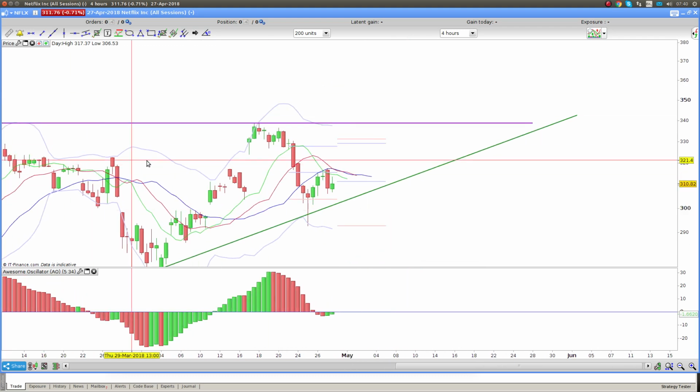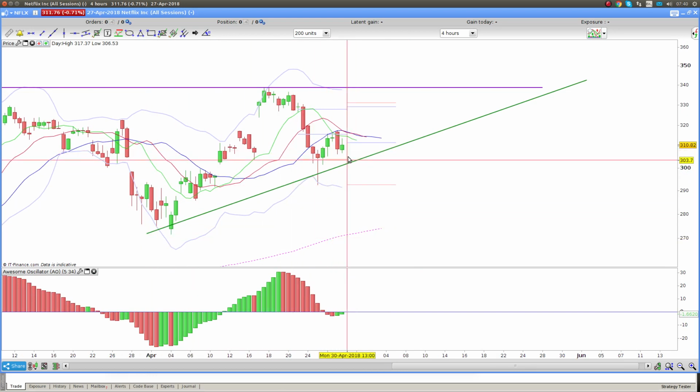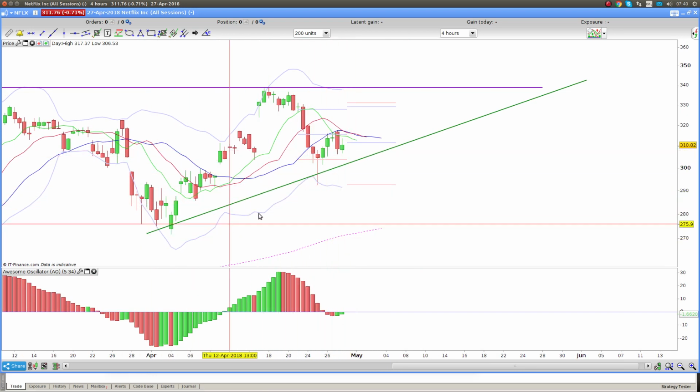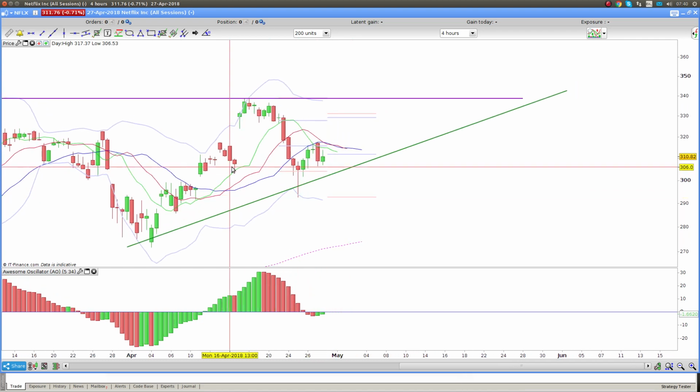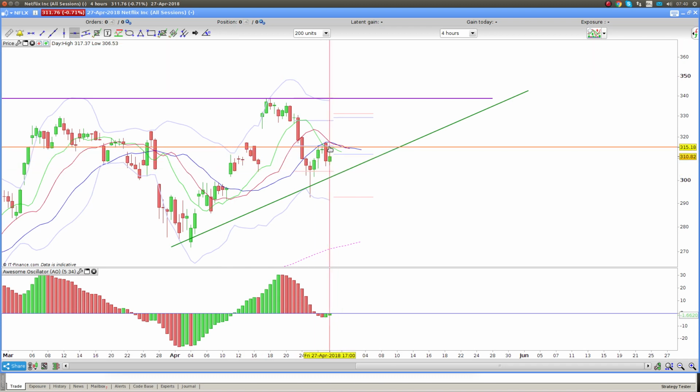So there are a couple of things here. This upward trend line is sort of a line in the sand. If we break below that, then you've got some downside targets. And for me right now, I'm pretty willing to bet that we're going to move to the downside, and I just want to get some levels here.